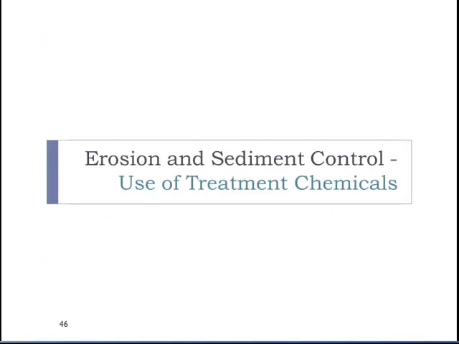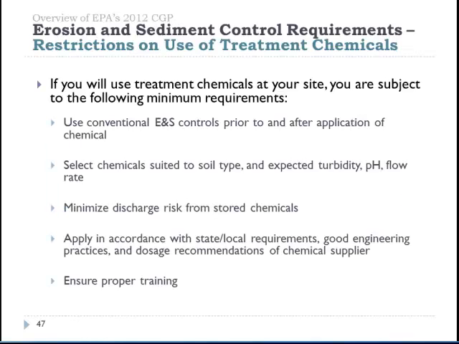The next area of erosion and sediment controls that are significant in this permit are requirements affecting the use of treatment chemicals. And if you are going to be using treatment chemicals, which is not uncommon out there, and certainly EPA has seen a rise in the use of these chemicals, in past permits we've not included requirements other than to store them in a safe way so that minimizes discharges and spills. But here we've added to the requirements so that we have a better sense of how those are being managed.